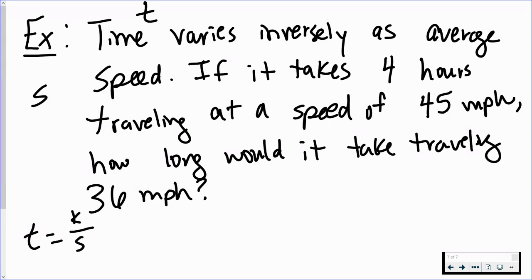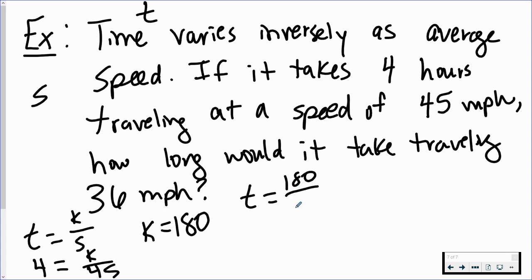Okay, now let's plug in what we know. The time was 4 hours, and the average speed was 45. So in order to find the k, we need to multiply. 45 times 4 is going to give us 180. So the k is 180. Now it wants to know how long would it take traveling 36 miles per hour. We just said the k is 180. So we know that t equals 180 divided by s.